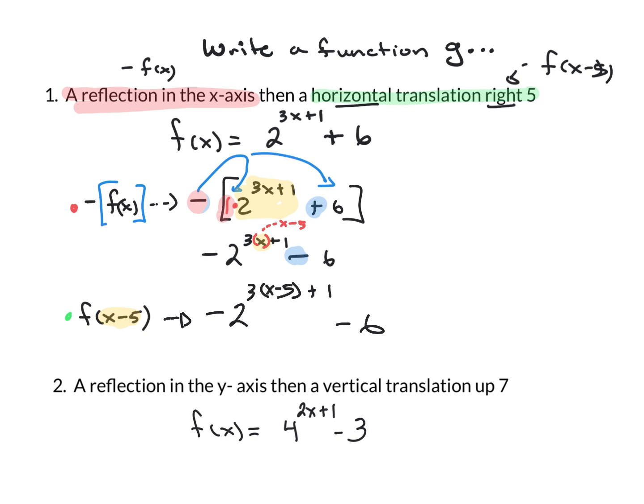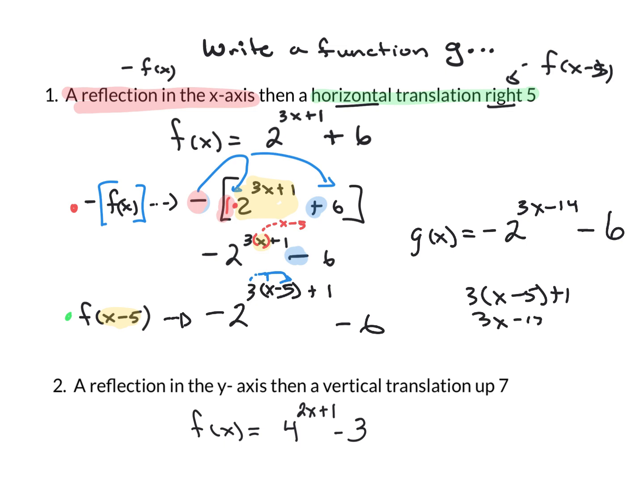Then you have to distribute and combine like terms. So our final g of x function is going to be negative 2 to the 3x minus 14, and then minus 6. That's what you should have gotten as your final answer once you've distributed and combined like terms. 3 parentheses x minus 5 plus 1 is 3x minus 15, and then 3x minus 14 when you work this out. So that's your final answer. Let's look at another one.